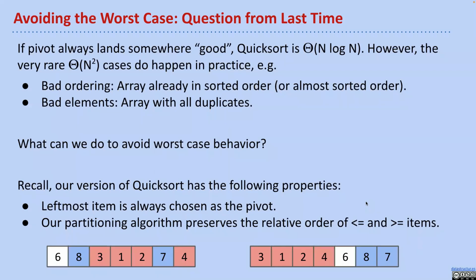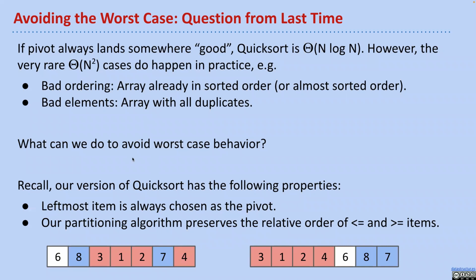All right. Now, what we observed last Wednesday is that if the pivot lands somewhere good, then quicksort will be theta n log n. But there are these rare theta n squared cases, which can happen in practice. For example, if we have an array that's already in sorted order or almost sorted order, or if you have an array with all duplicates, it turns out that the algorithm we described last time would be n squared. So what can we do to avoid this worst case behavior?